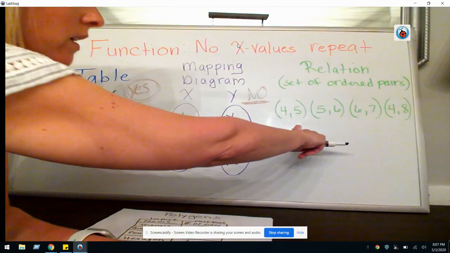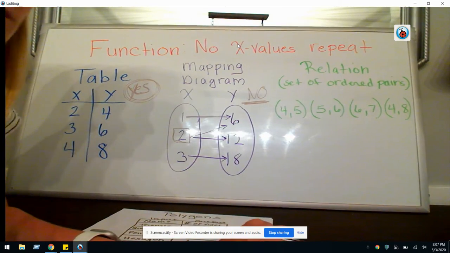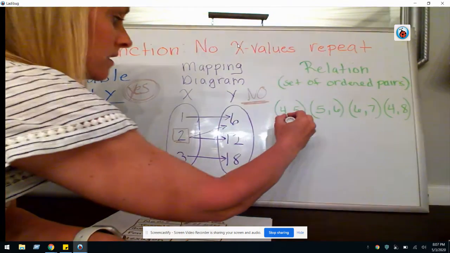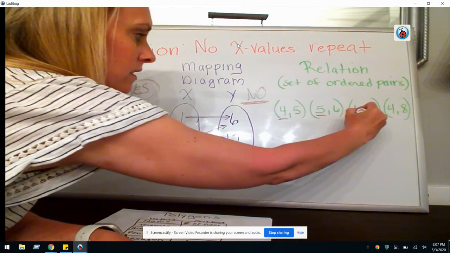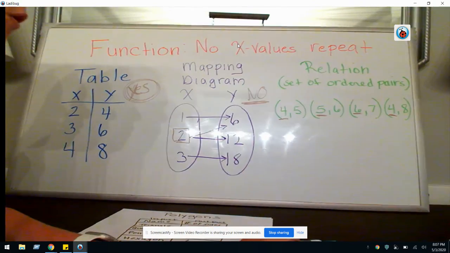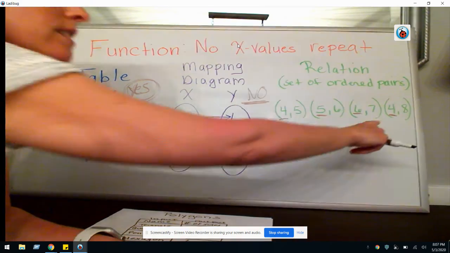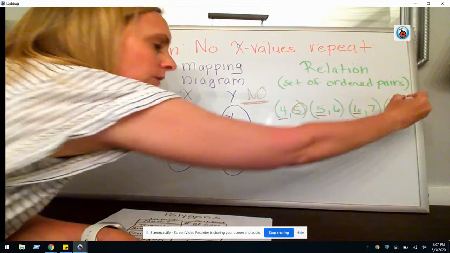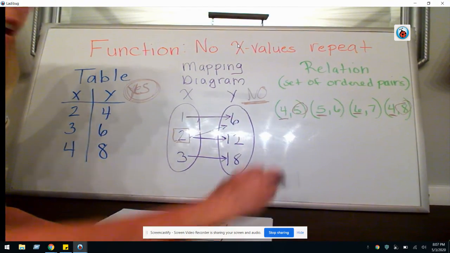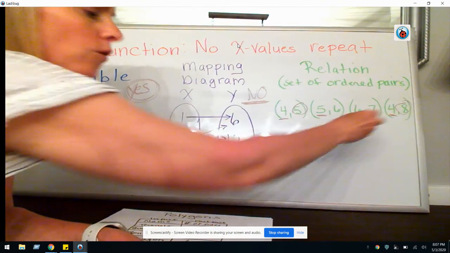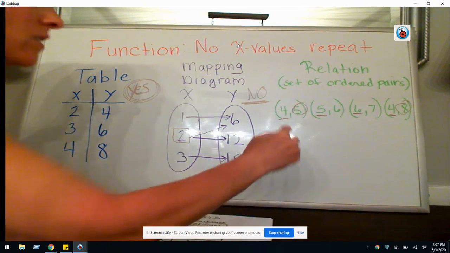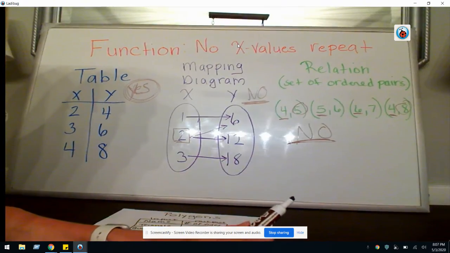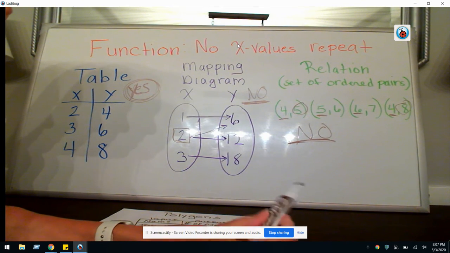The last one is a set of ordered pairs. If we look at our x's, that's all we care about here, not our y's, our x's. Okay, x, x, x, and x. So 4, 5, 6, and then it says 4 again. And if we notice, they have different outputs. A 4 to a 5 and a 4 with an 8. So that is also not a function because we do not want our x values to repeat.